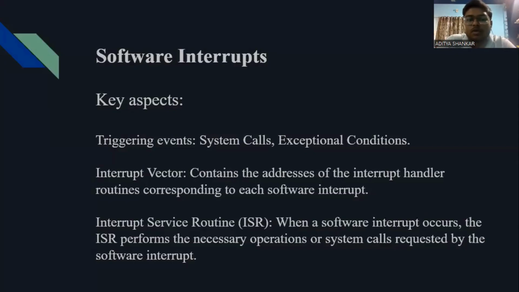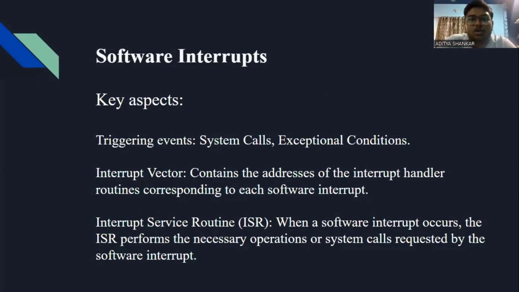Key aspects of software interrupts. The triggering events that cause software interrupts are system calls and exceptional conditions. About the vector, it contains the addresses of the interrupt handler routines corresponding to each software interrupt. Interrupt service routine: whenever a software interrupt occurs, the ISR performs the necessary operations and system calls required by the software interrupt.